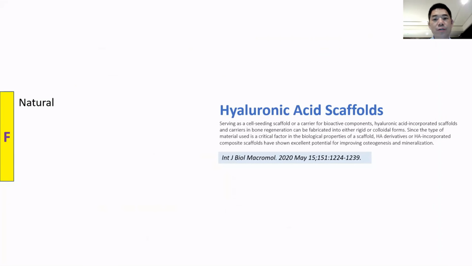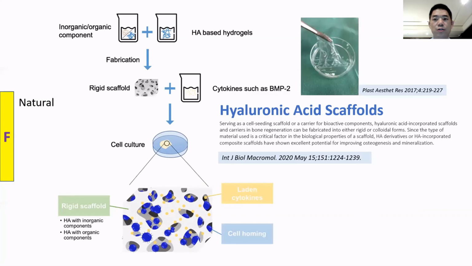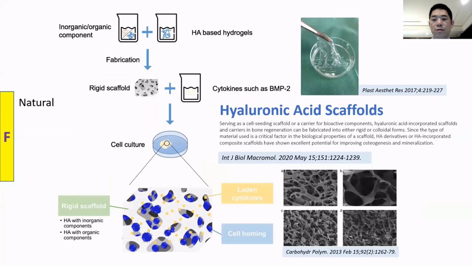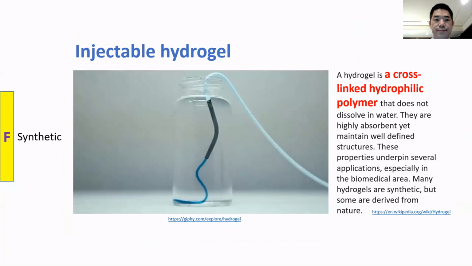The second most commonly used natural type of injectable scaffold is the HA scaffold. Most of them are made from natural sources, which are chicken crowns. And we can also make them into different forms of HA scaffolds, which are gel type or solid types. We can even use plants for natural scaffolds.